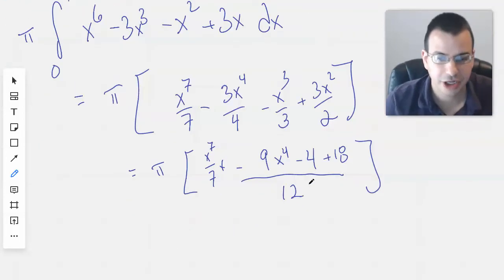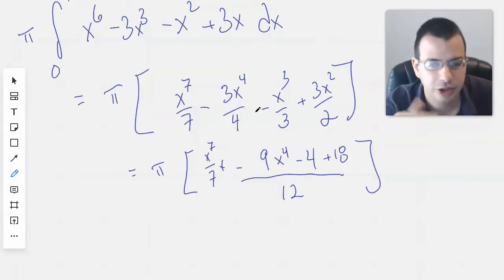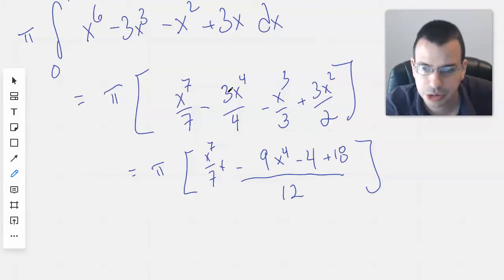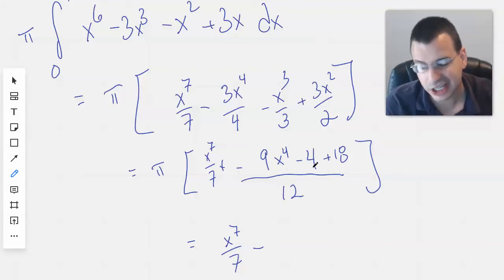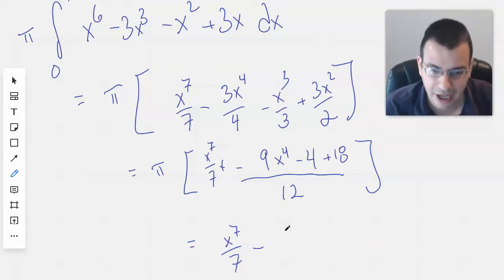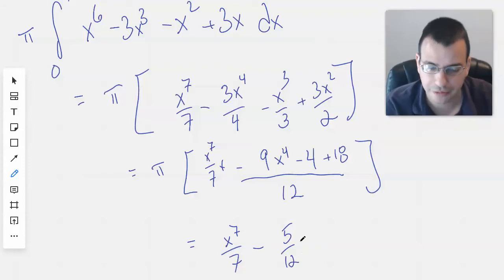Okay, so what I did was I converted everything to a 12 common denominator. So this one is multiplied by 3, that one is multiplied by 4, that one is multiplied by 6. And this gives us x to the 7th over 7. And this is 9 plus 4 is 13. 18 minus 13 is 5. 5/12.